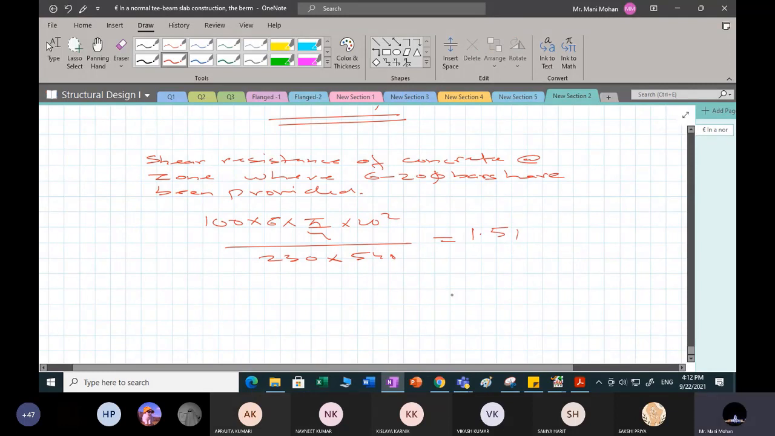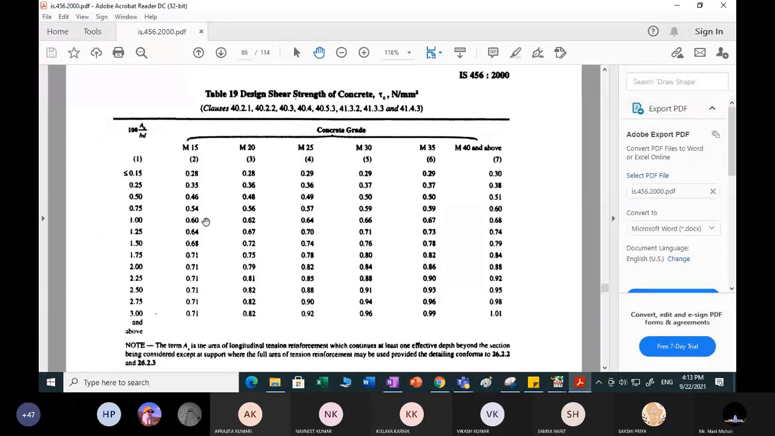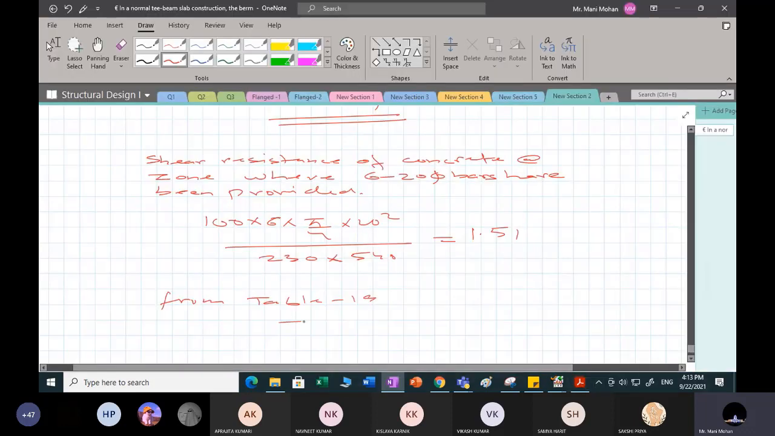Okay, so this is coming 1.51. So what I can do from table 19, so you go to table number 19, you see this. So it is close to 1.5. So rather than interpolating between 1.5 and 1.75, let us take the value as 0.72. Okay, so I'll take the value of tau c equal to 0.72 Newton per millimeter square.